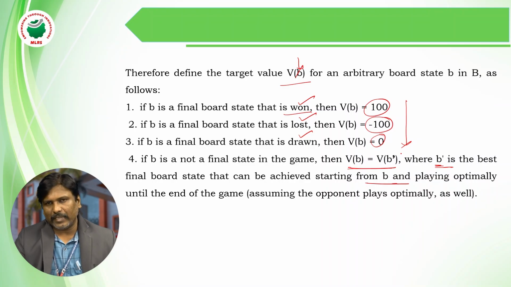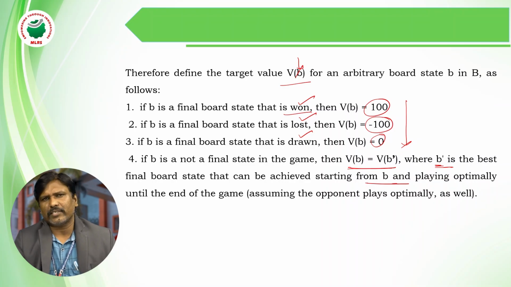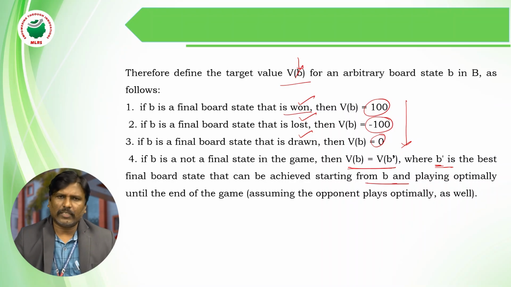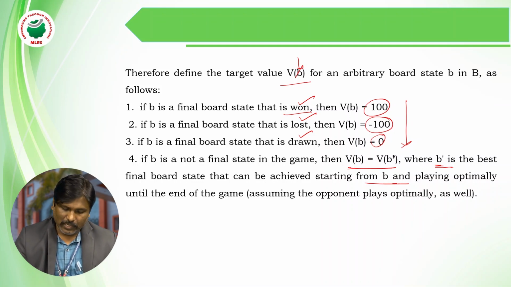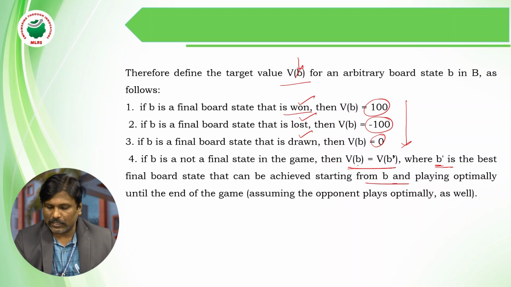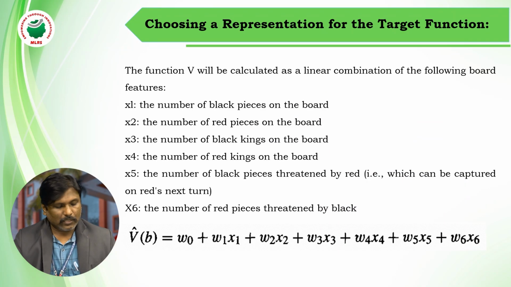While playing the game, we may intentionally or unintentionally consider some unnecessary moves. But whenever we consider that B dash, or that move, is optimal until the game completion, in that condition V of B equals V of B dash. Okay, so like that we consider the target function.